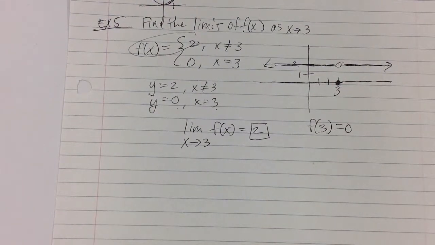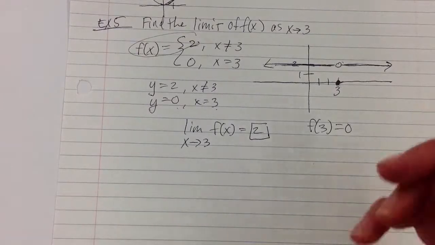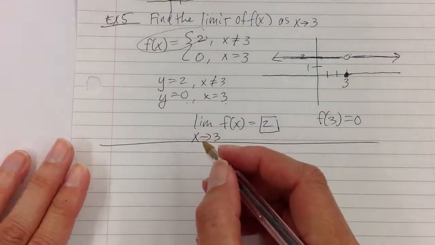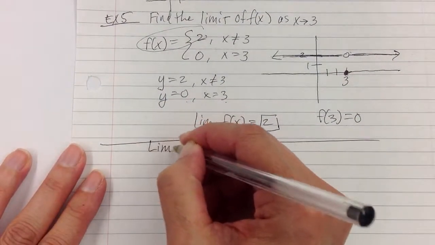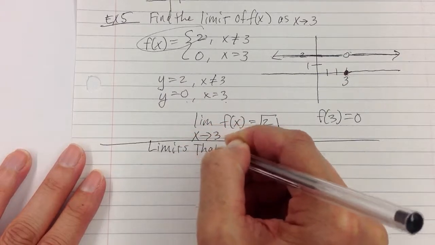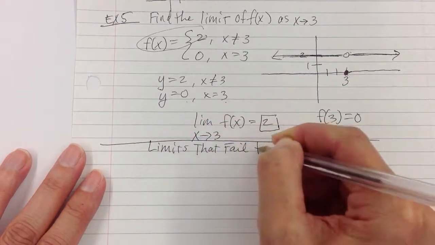Alright, is there a time that the limit does not exist? Yes, there is. So a limit can fail to exist. So put: limits that fail to exist.